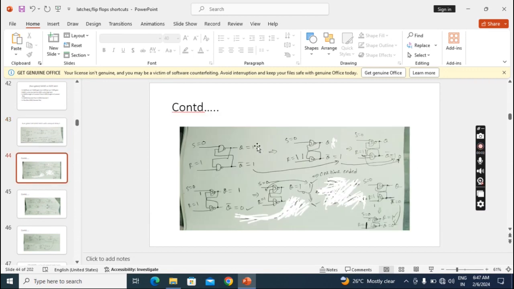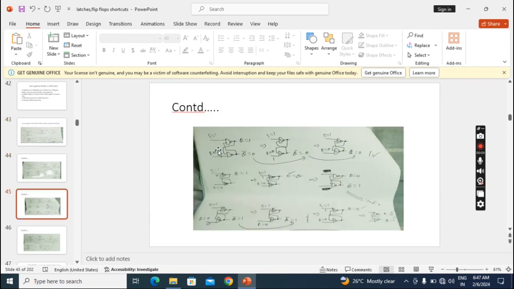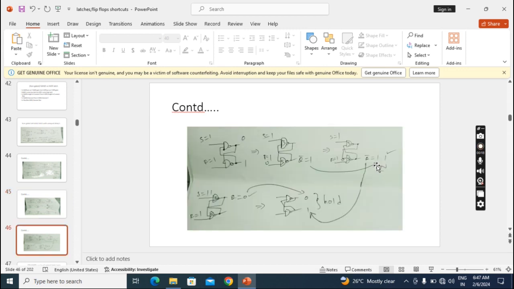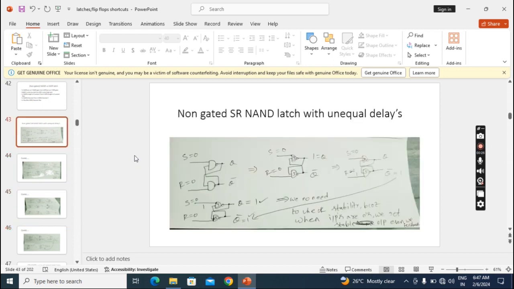Now we'll see the third combination, S1 R0. Here I am getting Q 0 and Q bar 1 as output. When I check for stability also, I get the same. It is also like without delays. Now the last combination, with 1 1, I am getting hold. So I checked all these combinations with unequal delays by assuming the upper gate is faster than the below gate, and you have to check what happens when the upper gate is slower than the below gate. That also you have to check.